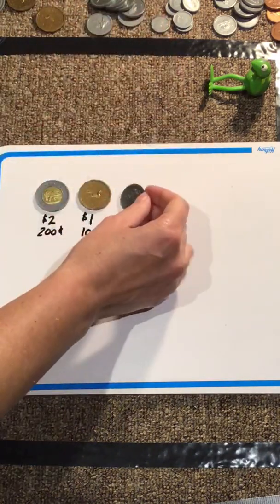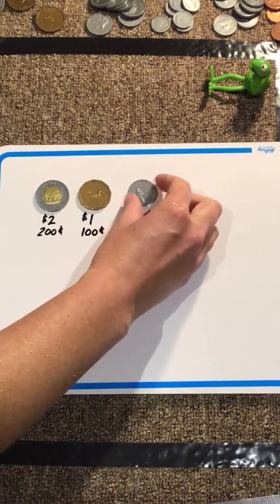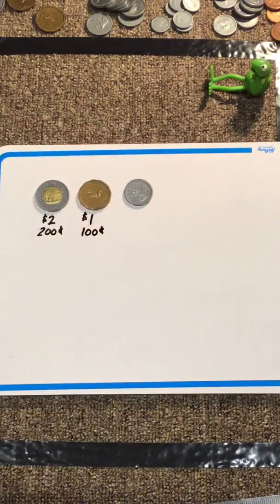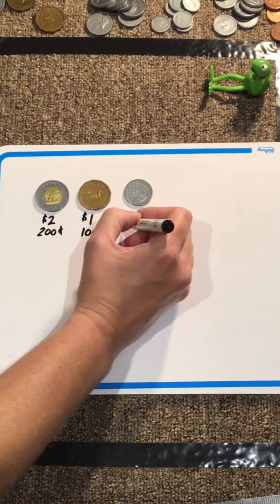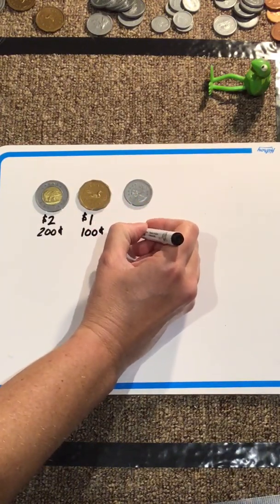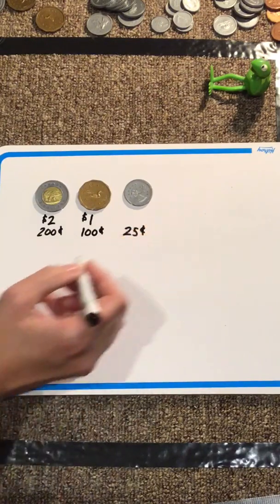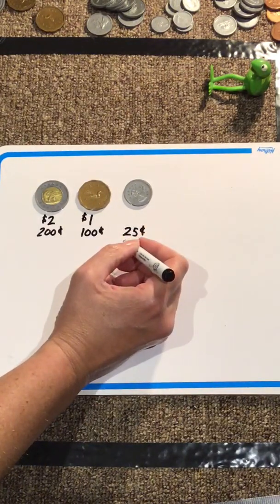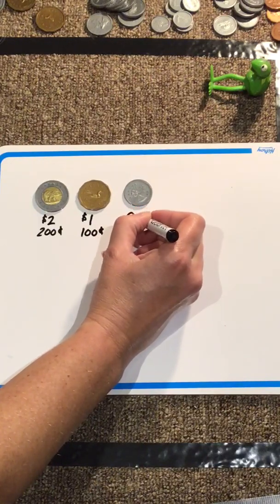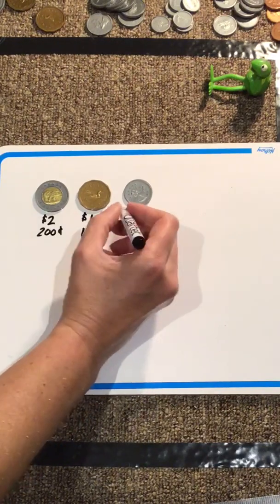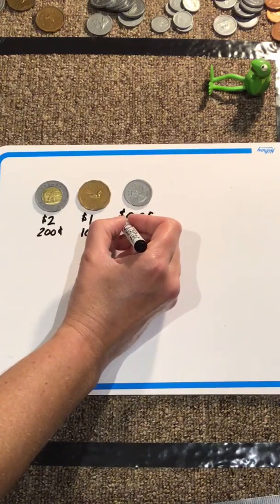And going down a little bit, we've got the quarter, which is not worth a whole dollar. It is worth 25 cents. So 25 out of 100 in decimals, 25 hundredths would look like that. And then the dollar symbol goes on the left.